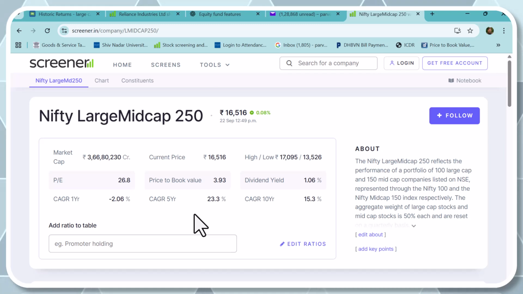Yes, sir. And tell me, what is the return this index has given in the last 10 years, CAGR? 15%. And what is the full form of CAGR? Compounded annual growth rate. 15.3%. Okay, so that means if you have put your money in this index in the last 10 years, it has been giving 15.3% return. Okay, fine.